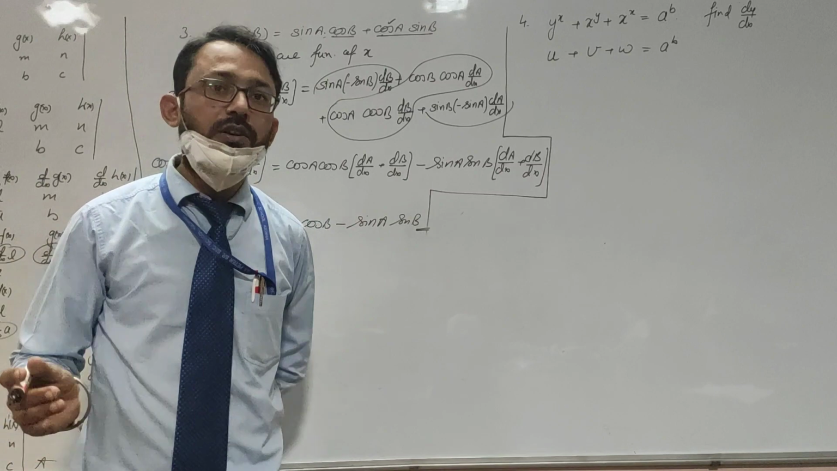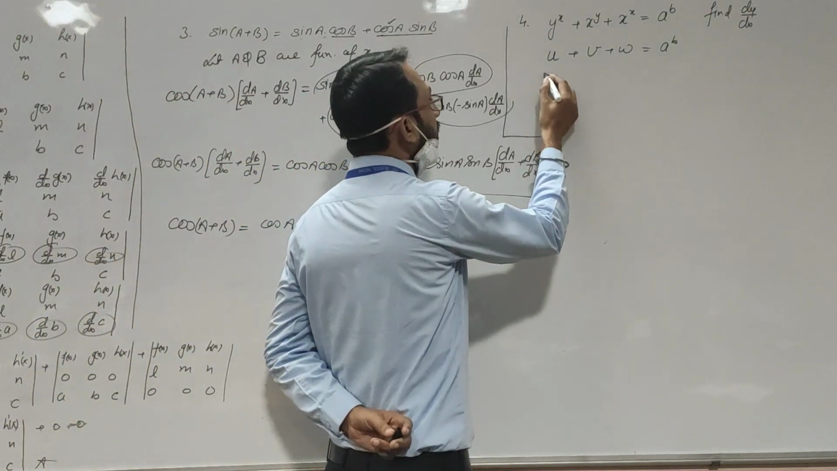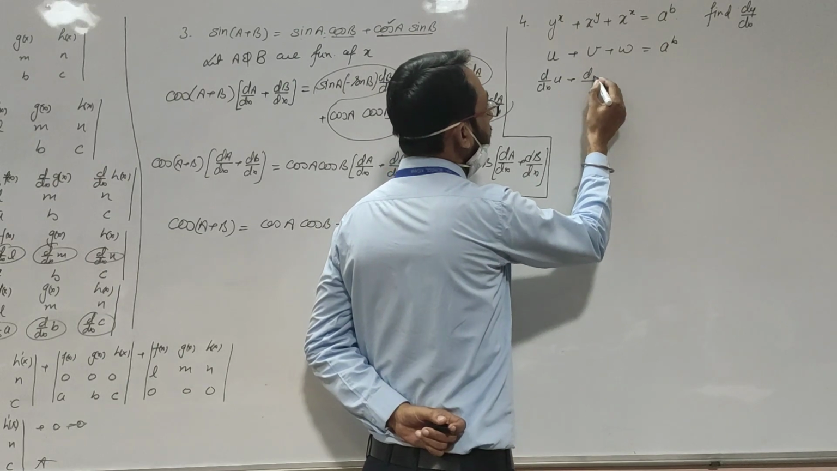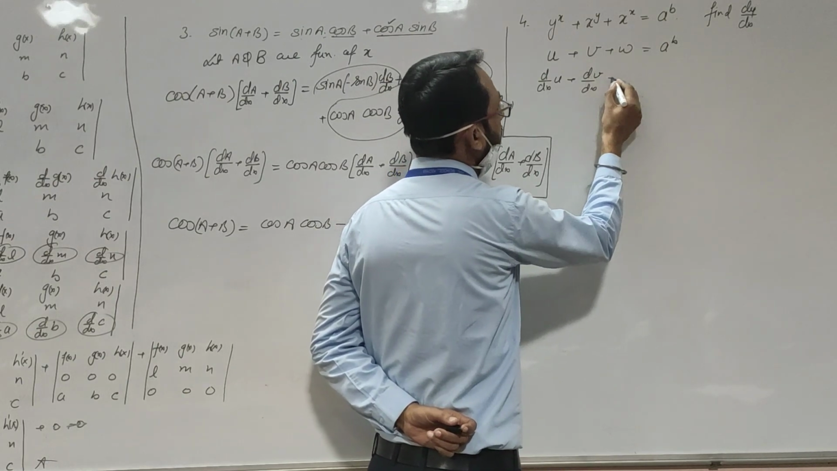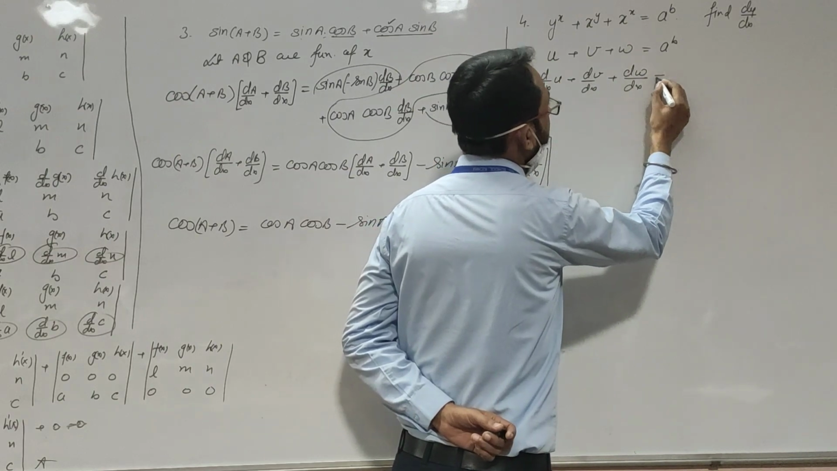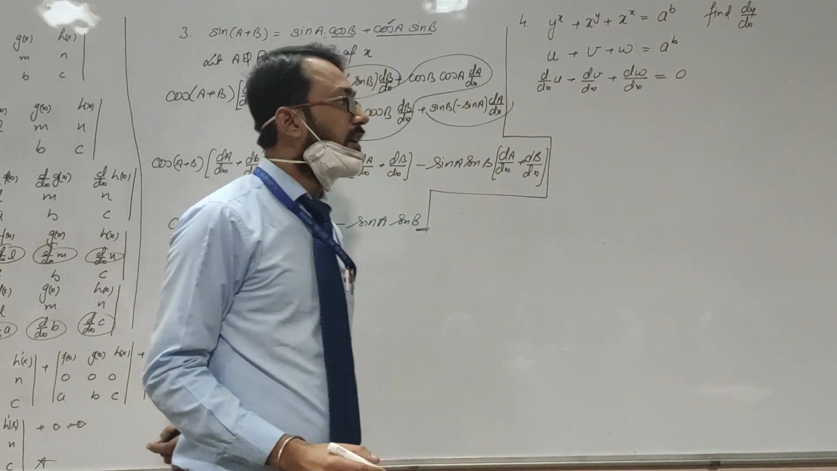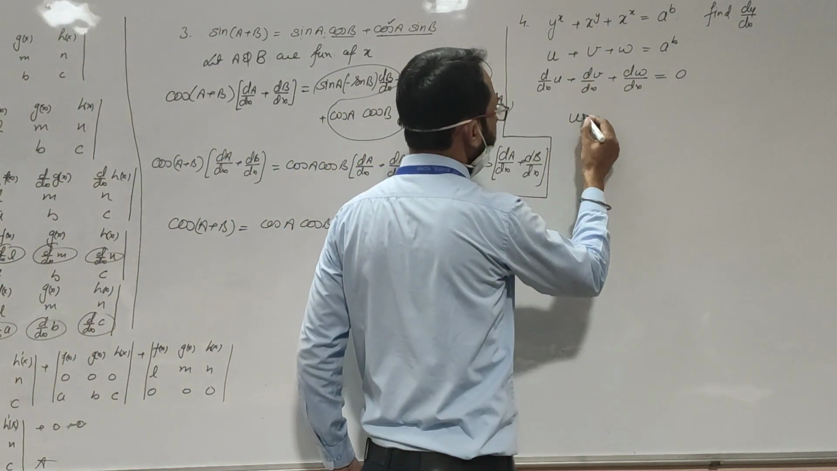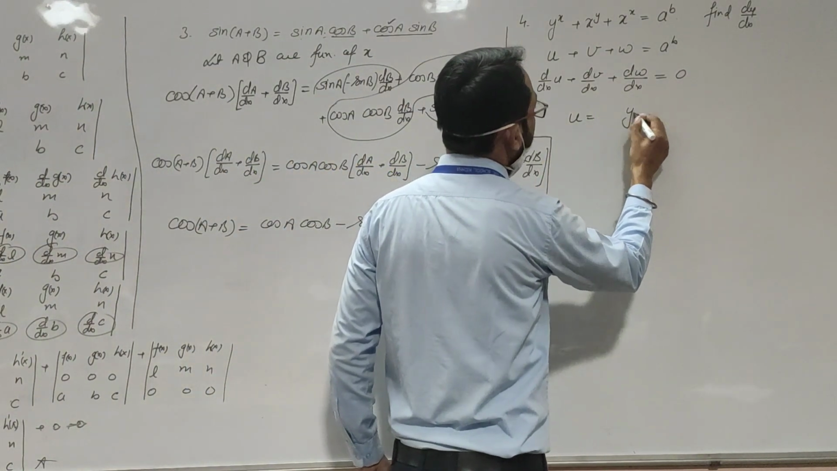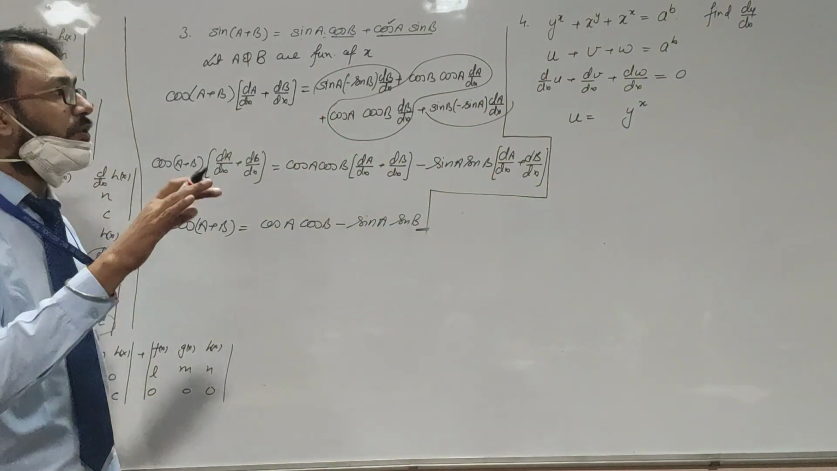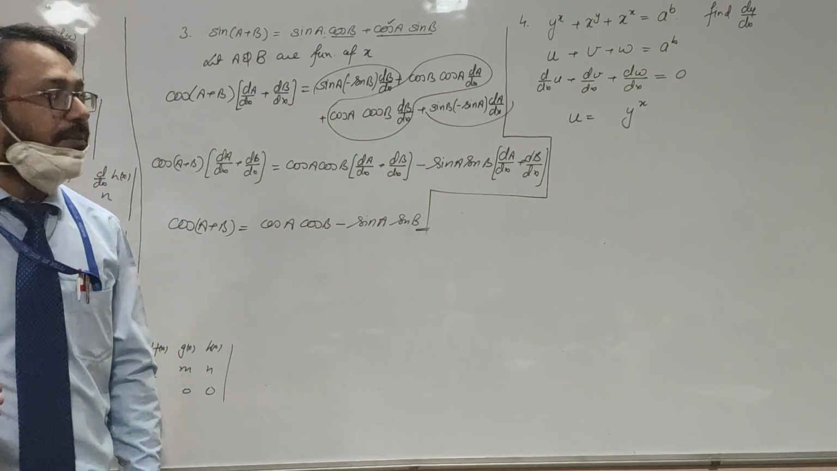Now differentiation of this will be du/dx plus dv/dx plus dw/dx equals to 0. Now what is u? u is y to the power x. u is y to the power x. Its differentiation I am going to do.